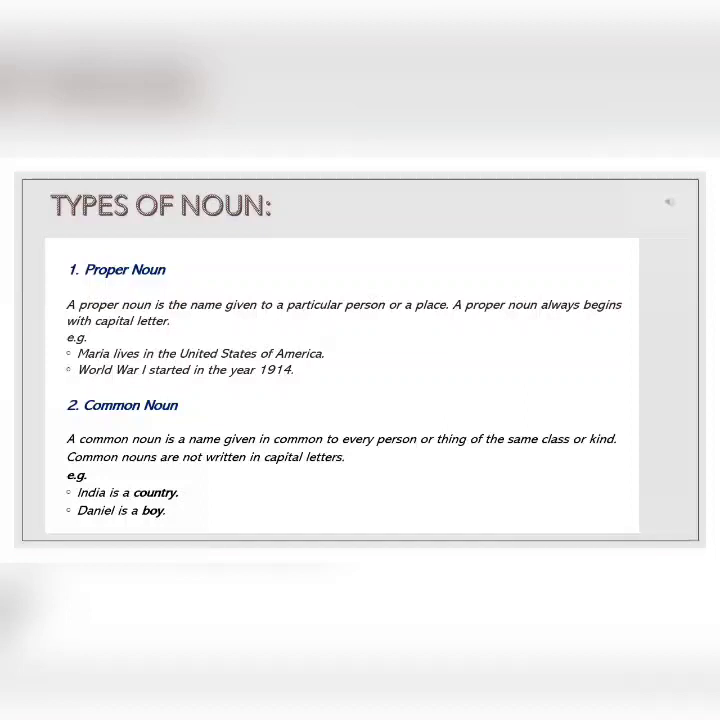Suppose India is a country. Now, India is a proper noun, but the word country here can be used by any other country or it can be used for many other countries. So that makes it a common noun. But India is a proper noun.